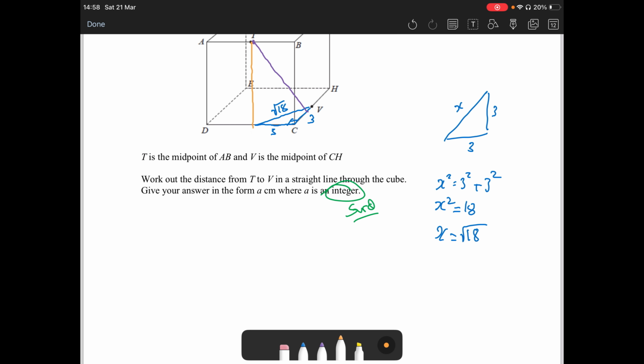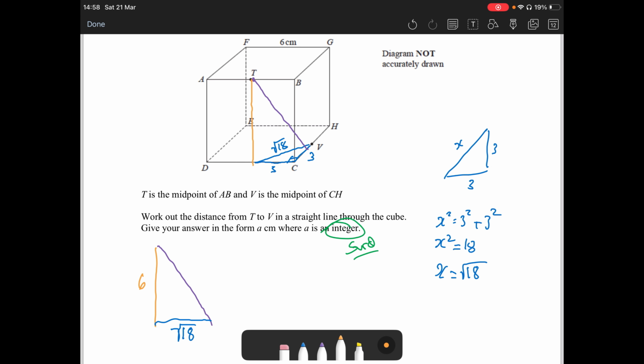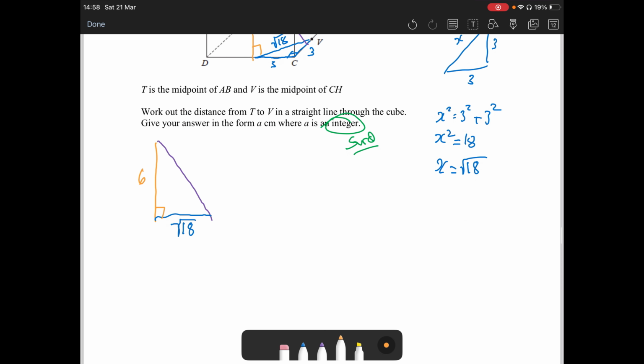But look, if you see that in 3D space, we've got another right angle triangle. The purple line is actually the one we want, isn't it? It's T to V. TV is the line we want. We already know that the bottom line is root 18, and we know this height is 6 because it's the length of the square. So again, this is another right angle triangle. We apply Pythagoras theorem. So it's going to be root 18 squared plus 6 squared equals TV squared.